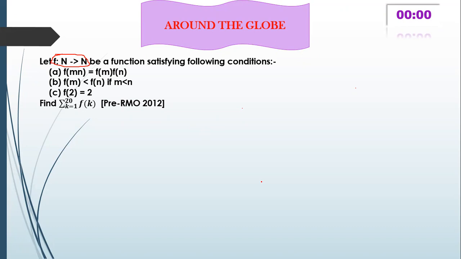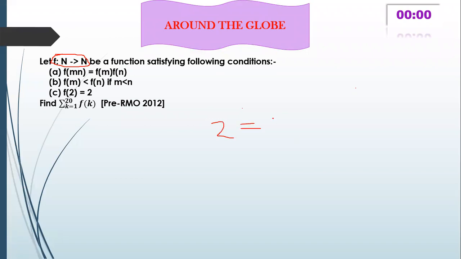Next, you are given that f of m is lesser than f of n only if m is lesser than n, and f of 2 is equal to 2. Now you know that 2 is a prime number. That means 2 has only two factors, that is 1 and 2, because that's the prime number. So 2 is equal to 1 into 2.